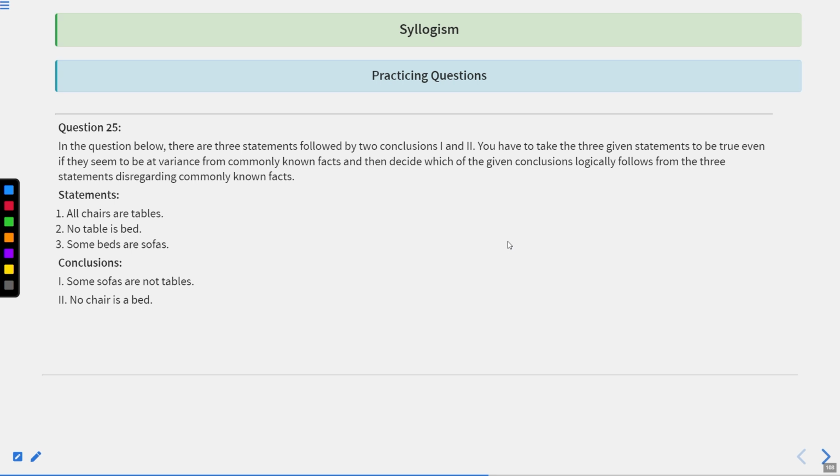The question is right now in front of you. The statement says all chairs are tables. No table is bed. Some beds are sofa. It is an easy question, my dear students. 10 seconds for you starts now. Please draw the Venn diagram within 10 seconds and we will then figure out whether the conclusions that have been provided are correct or not.